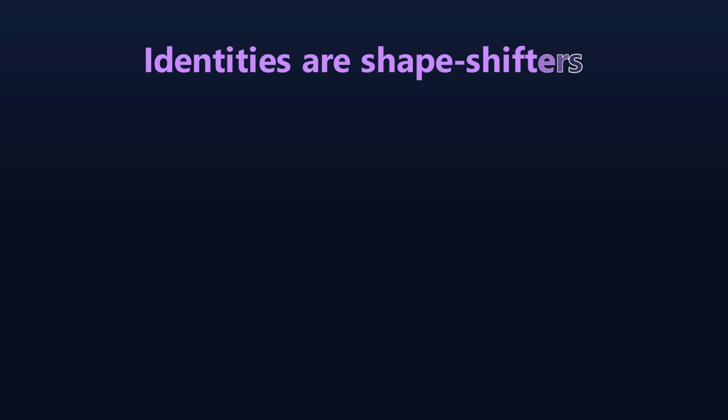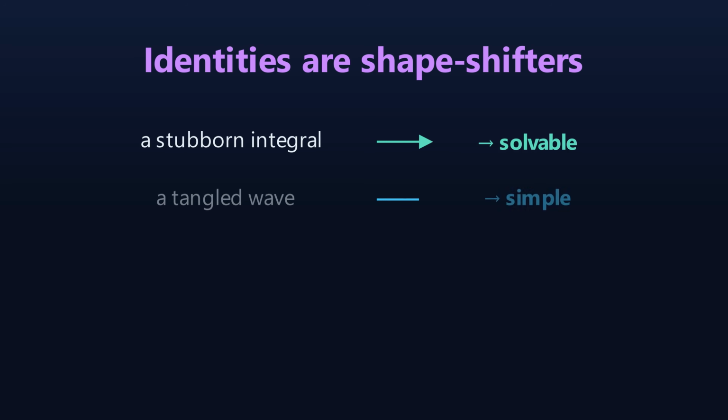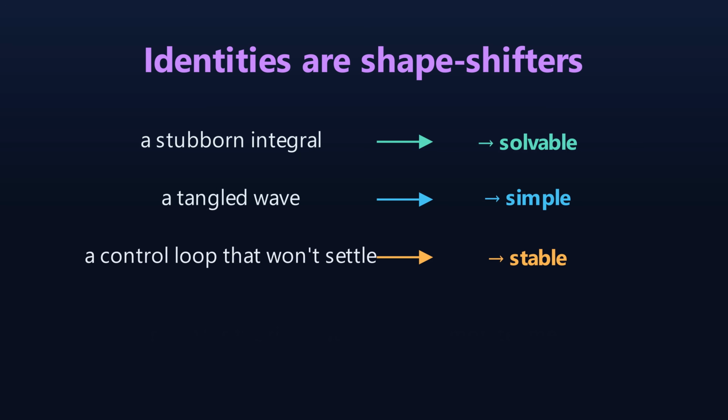This is the whole point of identities. They aren't trivia to memorize, they're shapeshifters. A stubborn integral in calculus, a tangled wave in physics, a control system that won't stabilize, reach for the right identity, and a monster expression melts into something you can actually work with.